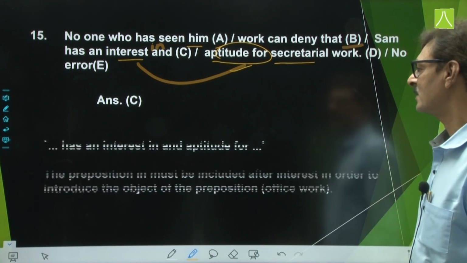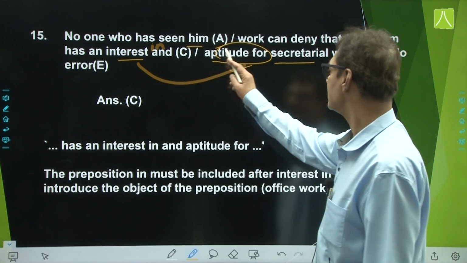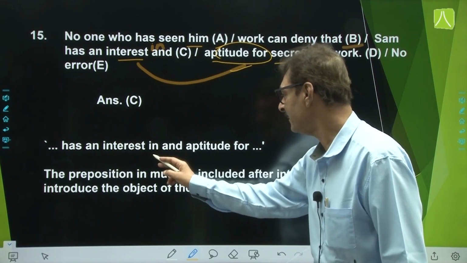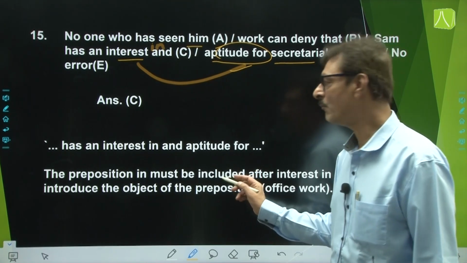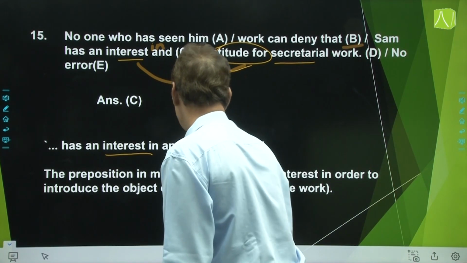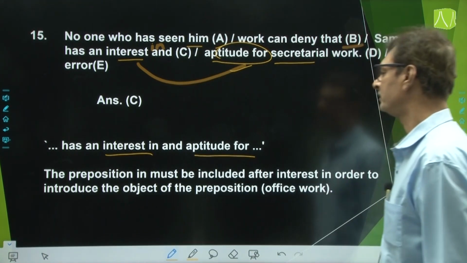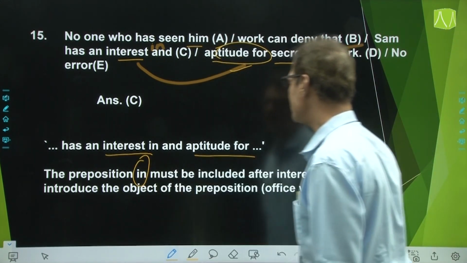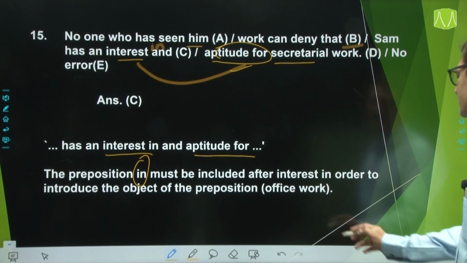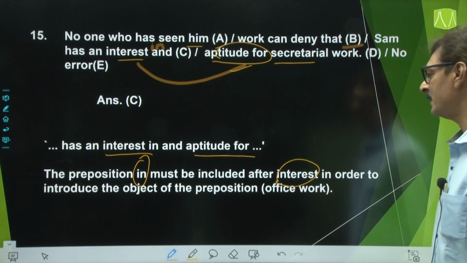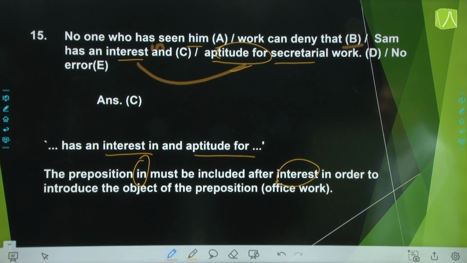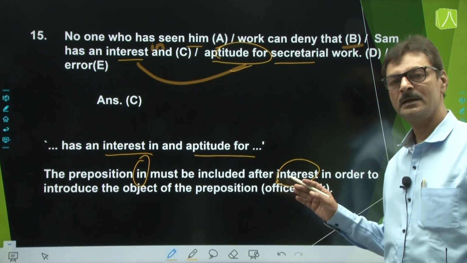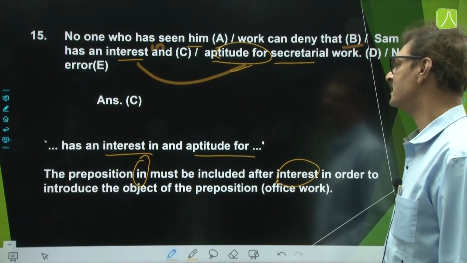So the correct sentence should have been: No one who has seen him work can deny that Sam has an interest in and aptitude for secretarial work. The preposition in must be included after interest to introduce the object of the preposition. Yes, so a very nice example for you.